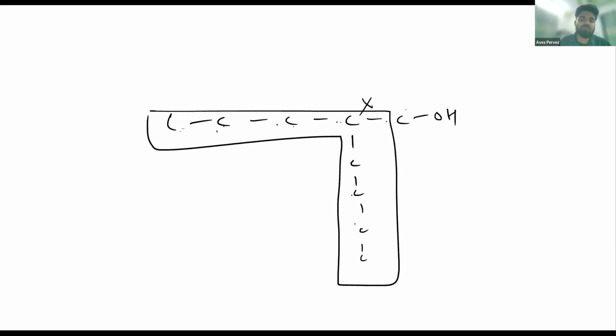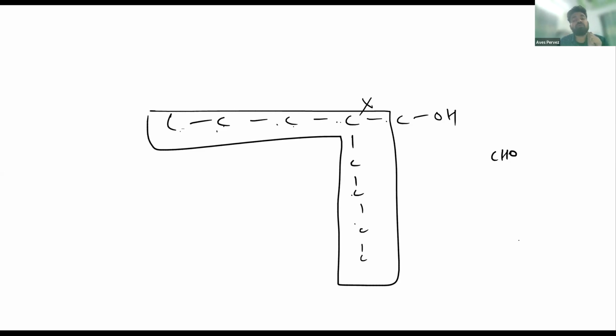Because if a functional group has its own carbon, like aldehyde has its own carbon, carboxylic acid has its own carbon, ketone has its own carbon, then that carbon should be in the chain.